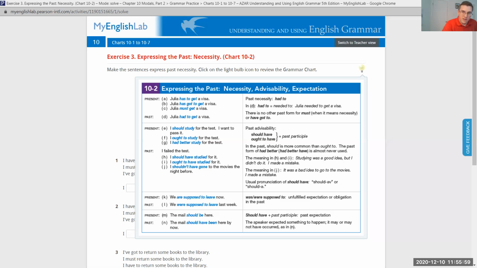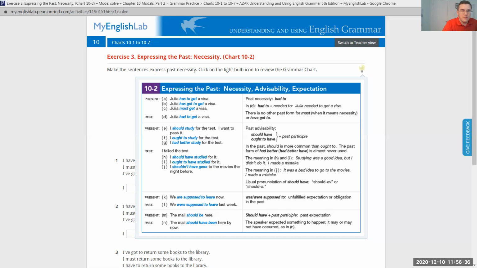For advisability, when we're giving a piece of advice or recommendation, we have 3 modals in the present. Let's look at example E. I should study for the test. I want to pass it. Should. Example F. I ought to study for the test. Ought to or oughta. Example G. I had better study for the test, or I'd better.